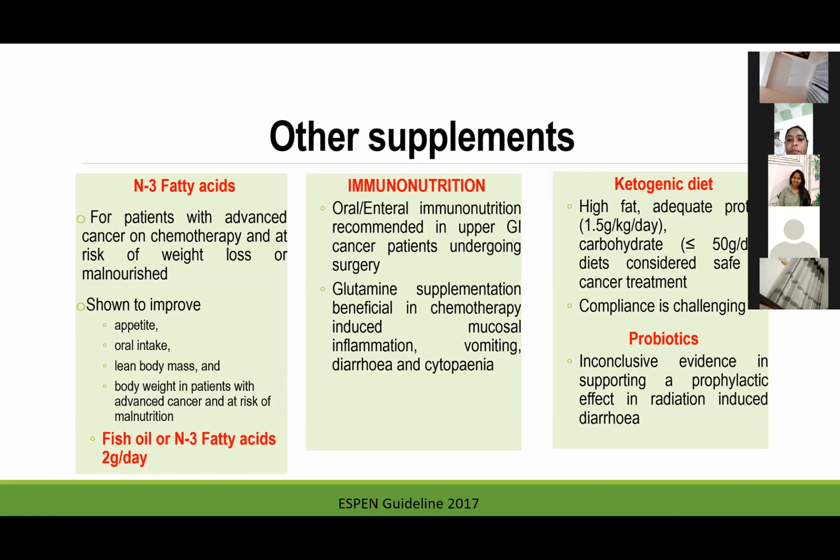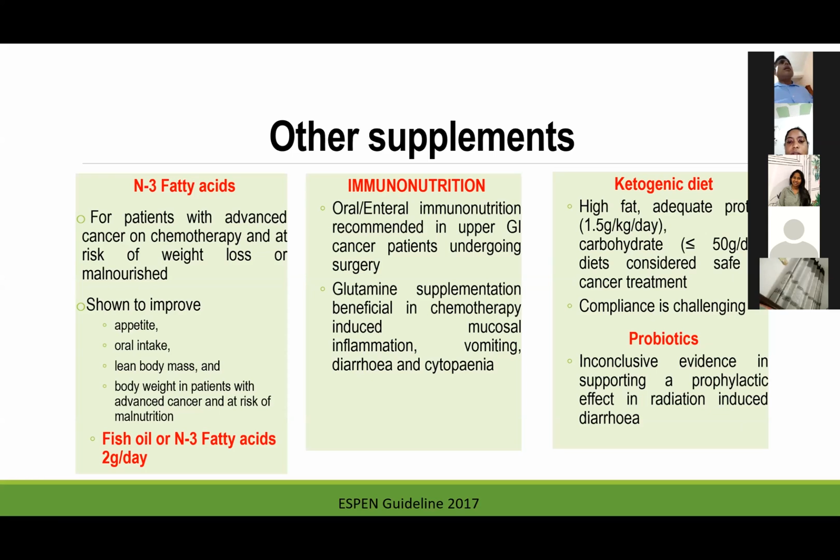Another supplement is immunonutrition, especially oral or enteral immunonutrition. It is recommended in upper GI cancer patients who undergo surgeries, mainly pre-surgery and post-surgery. Especially these are beneficial in chemotherapy-induced mucosal inflammation, vomiting, diarrhea, and cytopenia.